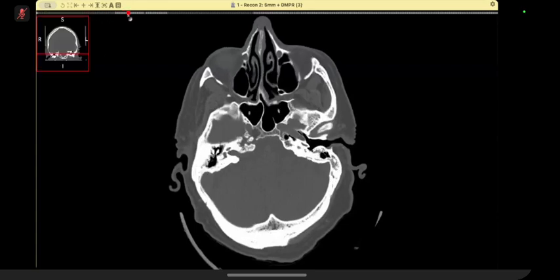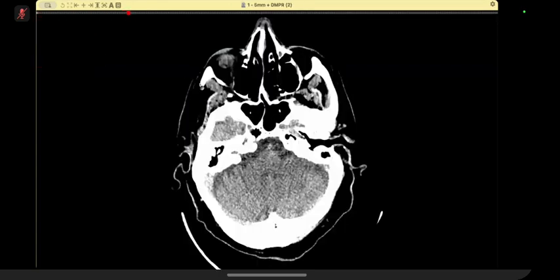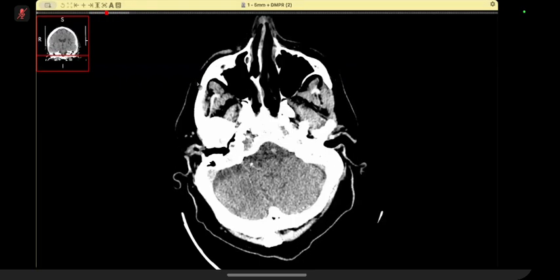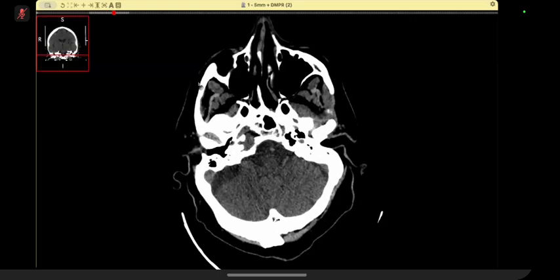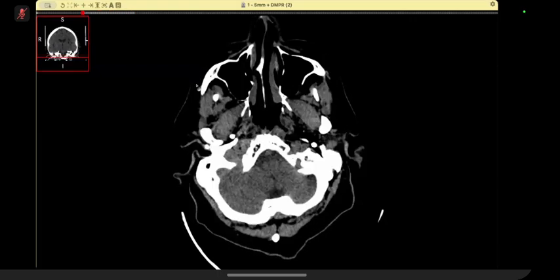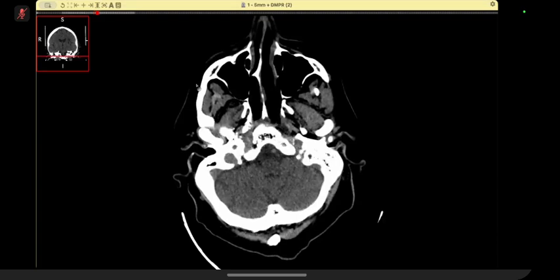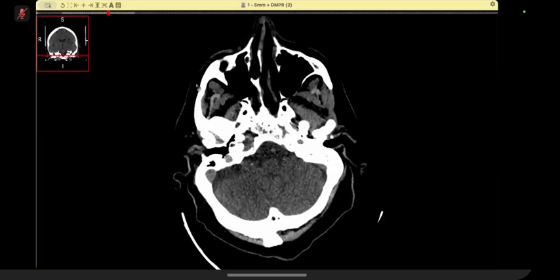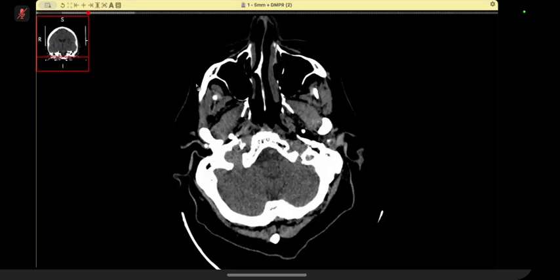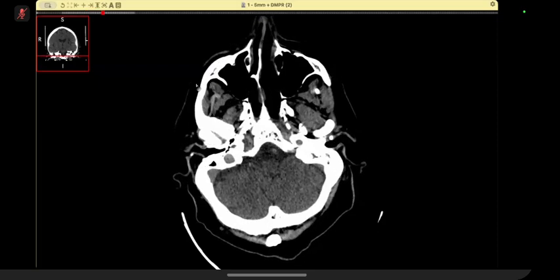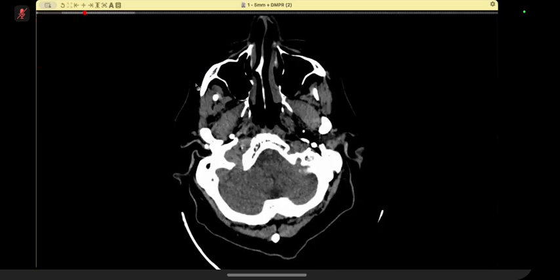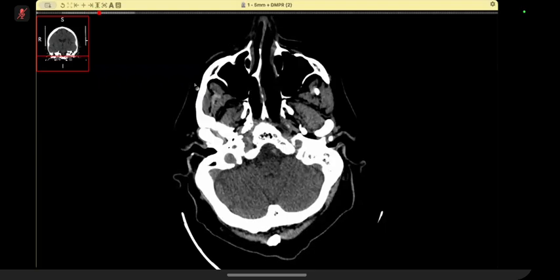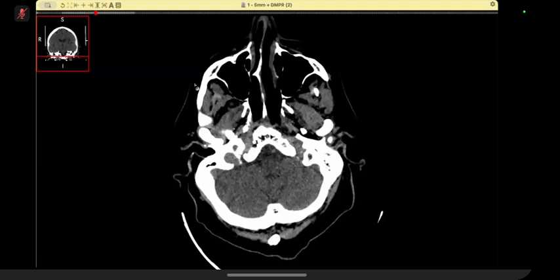Okay, leave the mouse. This is your soft tissue window. So there's a soft tissue opacity that is centered over the petrous apex, and the jugular foramen seems fine to me. I would like to see the carotid canal. Okay, what else would you like to do now?